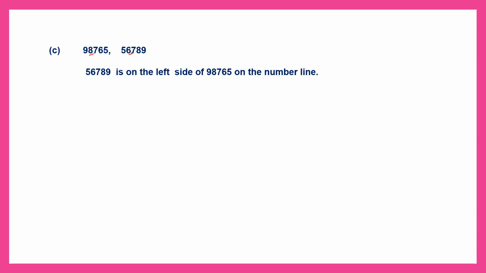So let's put a sign to show that 56,789 is the smaller one, and that will be on the left side of 98,765 on the number line.